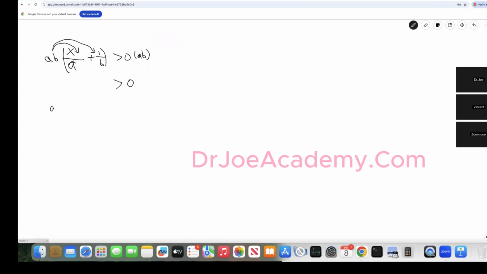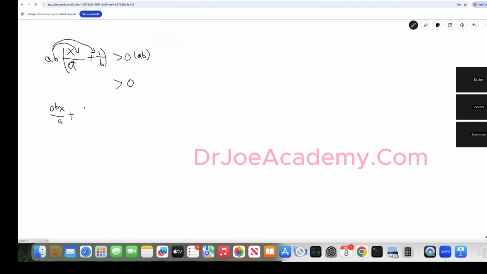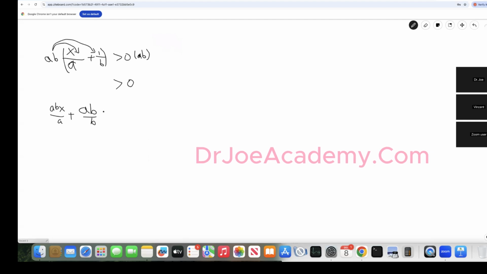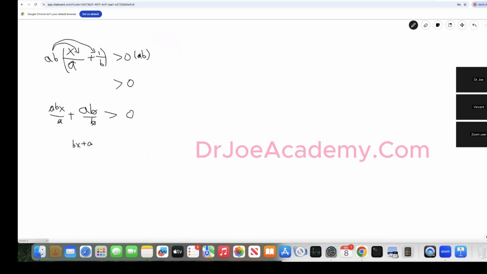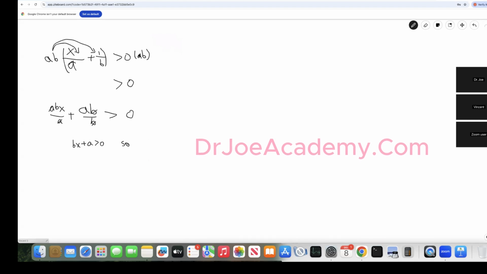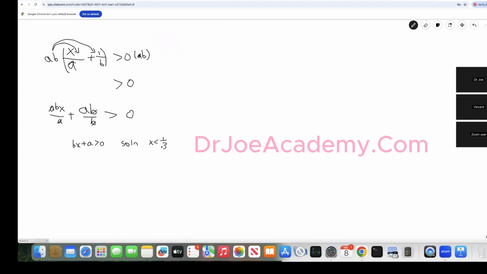And so we get ABX over A, plus we just put AB over B, right? Oops, I was supposed to put that there. All right, and then this A cancels, and this B cancels. So it's BX plus A is greater than 0, for which the solution is going to be X is less than 1/3.